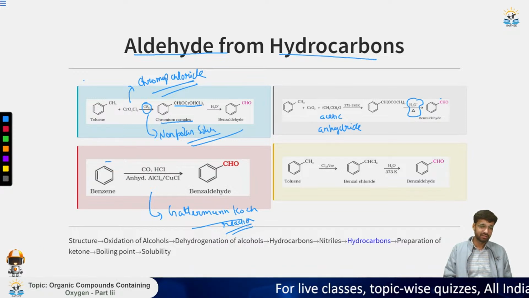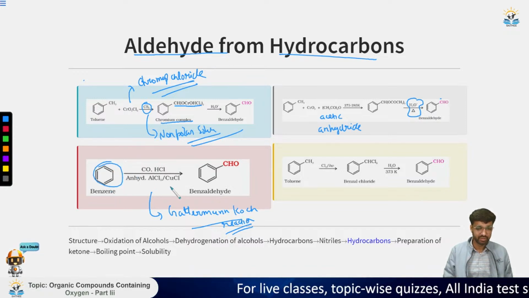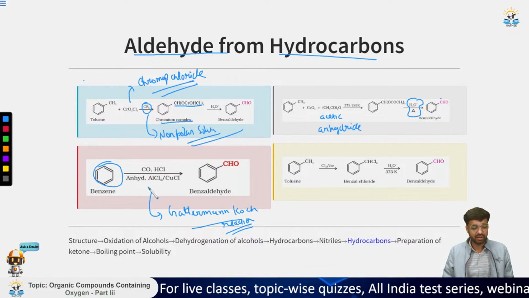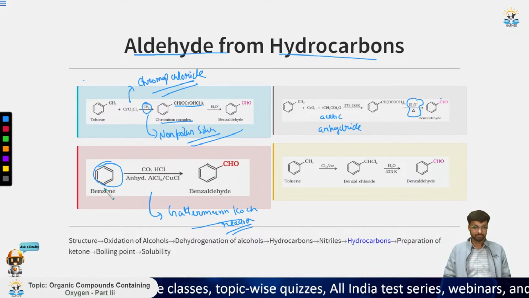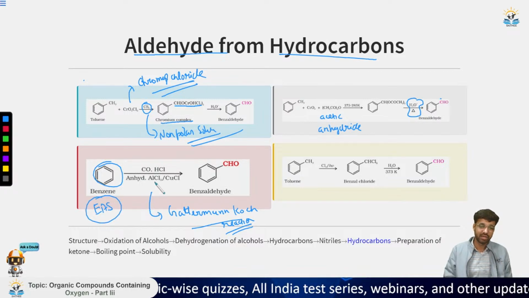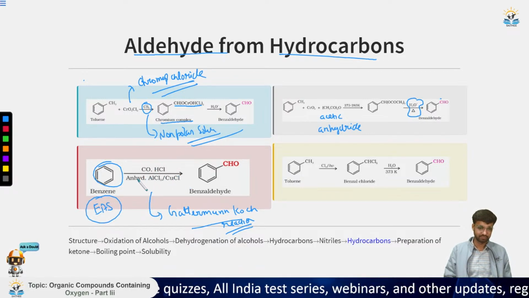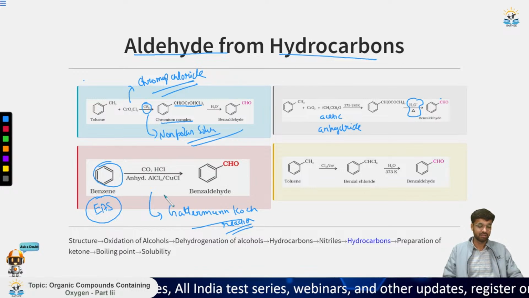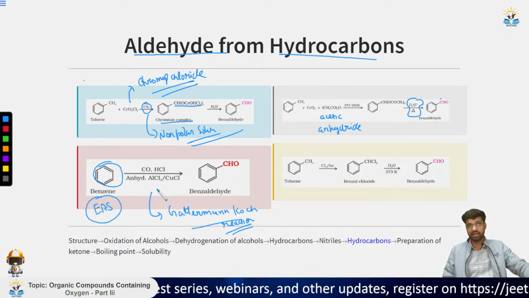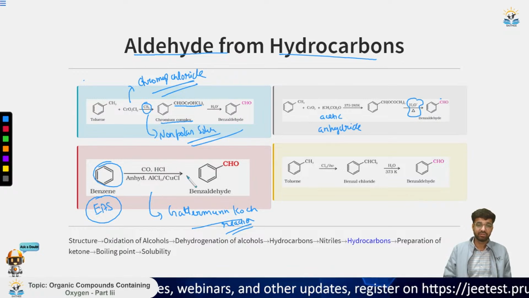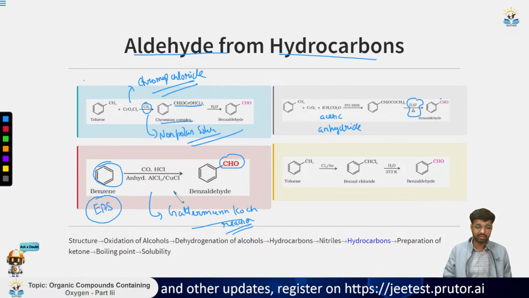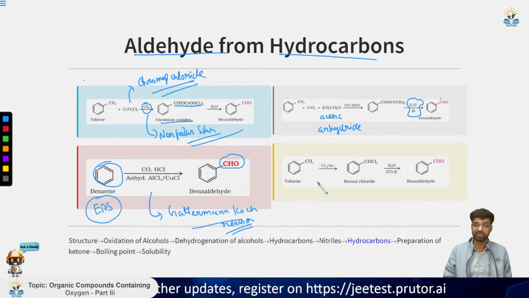So we simply take this benzene here, and then we do an electrophilic aromatic substitution. We are taking CO and HCl with AlCl3 and CuCl, and we are creating an electrophile, which is giving us CHO at this position. So it is nothing but an electrophilic aromatic substitution.